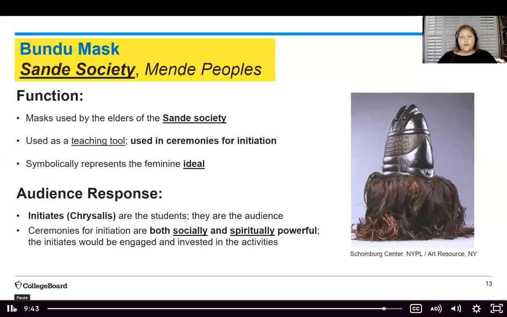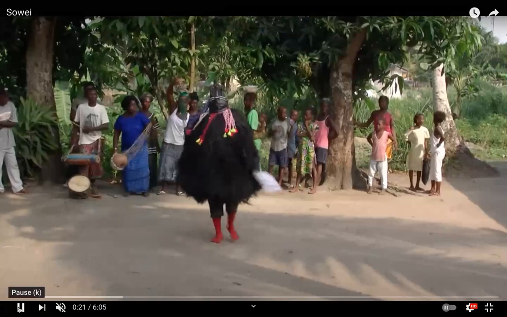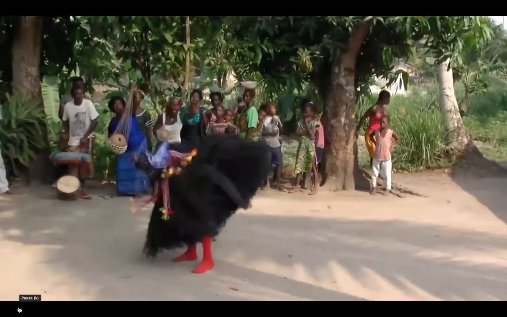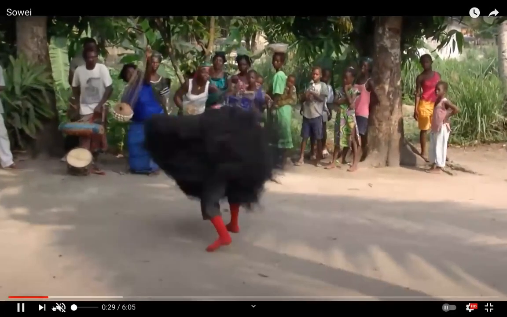The initiates would have been 100% part of that moment, taking it for all that the experience offered. This is what was preparing them for adulthood. I think it's also important to remember, like all of the African artwork, it's not meant to be something static and still. The mask is part of a whole costume. It's part of a dance. It's part of a ritual. There's music.